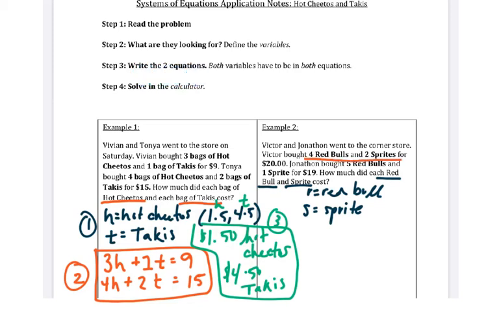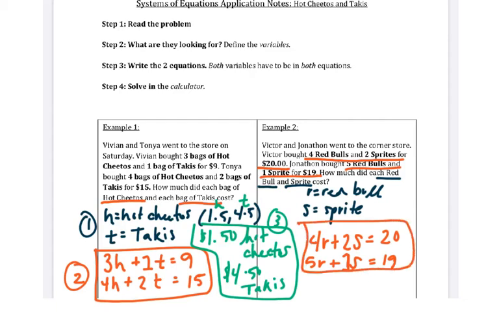So next step, it says, write 2 equations, okay? My equations come from the sentence, 4 Red Bulls and 2 Sprites equals $20. 5 Red Bulls and 1 Sprite equals $19. Easy. So now that you have 2 equations with 2 unknowns, we can type this in the calculator and get our answer. So go to Menu, Algebra, Systems of Equations. You can change your letters to RS, so that way you can type it in exactly as you see it.